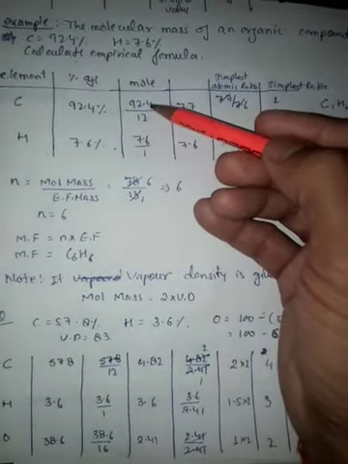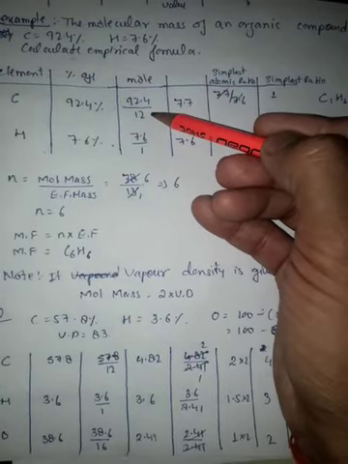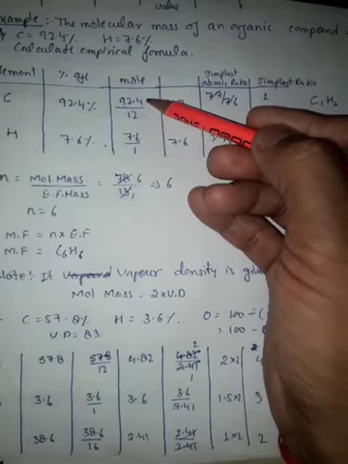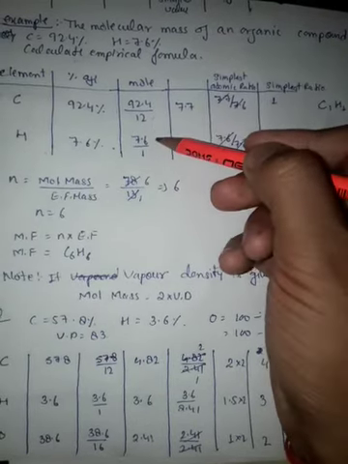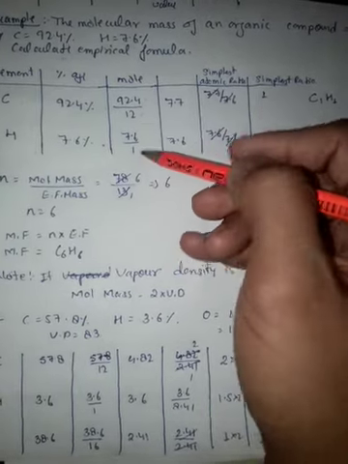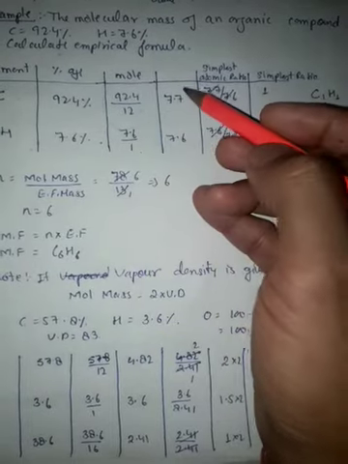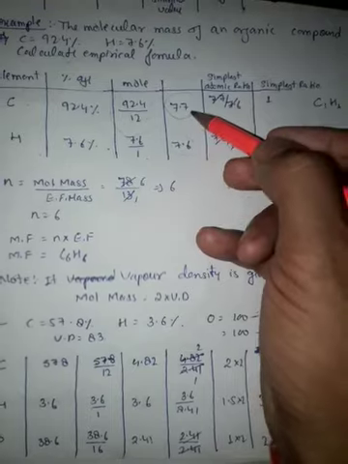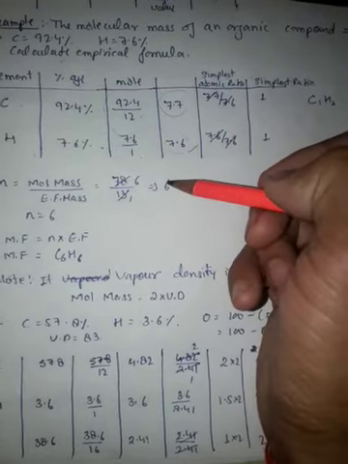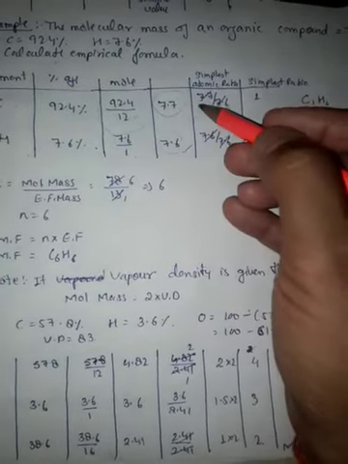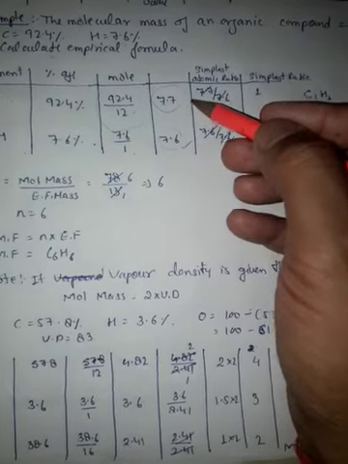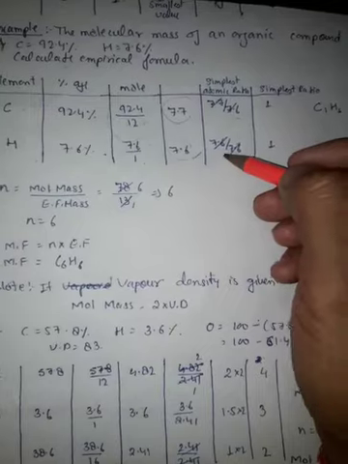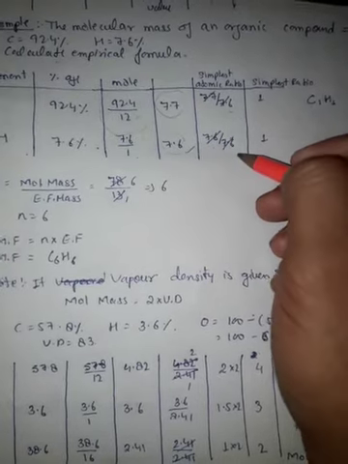Dividing the percentage by atomic mass, that is 12 for carbon, 92.4 upon 12, and for hydrogen 7.6 divided by 1. On dividing, we get the value 7.7 and here we get 7.6. In both of them, 7.6 is the smallest value. So we divide both to get the simplest ratio, that is 7.7 divided by 7.6, 7.6 divided by 7.6.